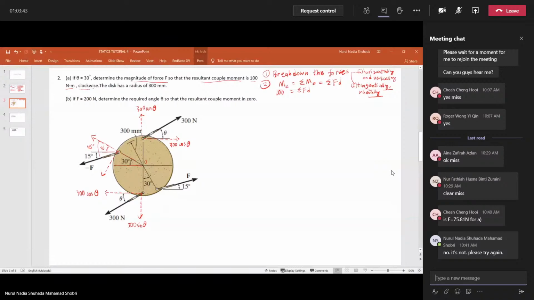Now we have the angle, so we can solve the breakdown of forces. This one should be F sin 45 degrees, and this one should be F cos 45 degrees.